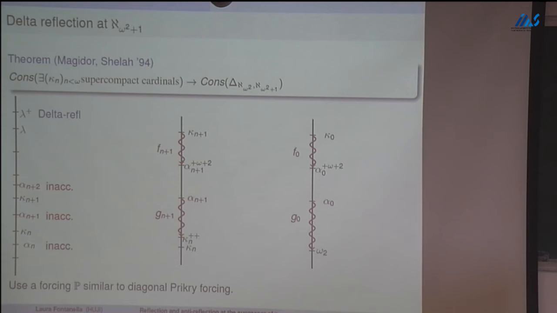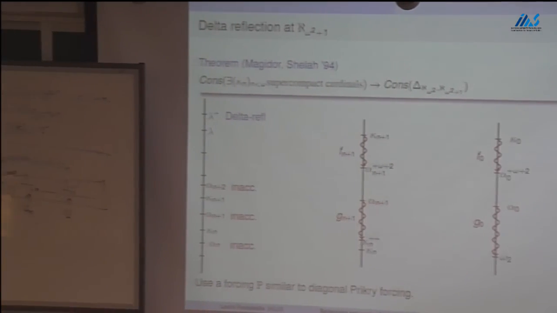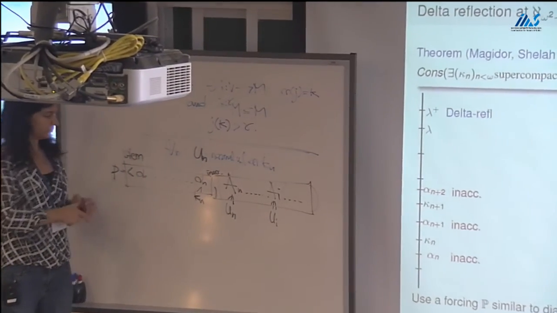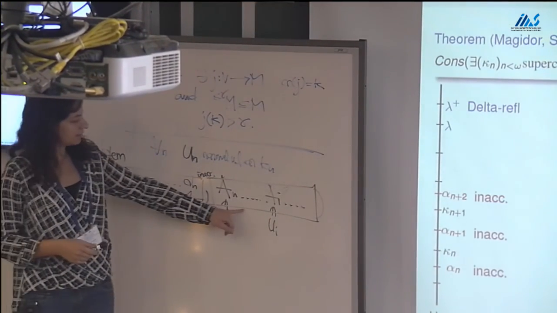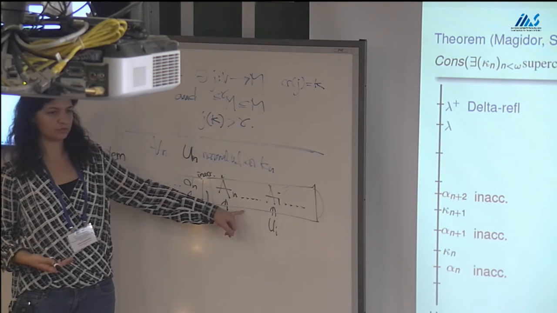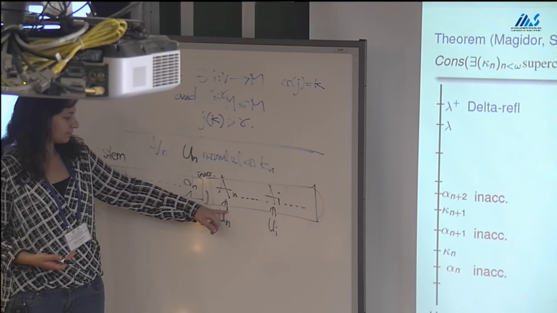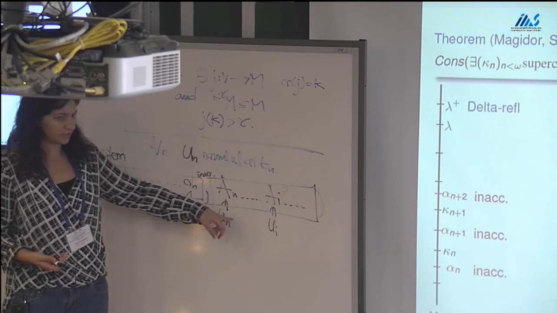So a condition has two parts: a finite part, which is called the stem, and the upper part. The stem approximates the omega sequence that you're going to have in the final model, and the upper part selects conditions for extending the stem, and this is made of measure 1 sets.